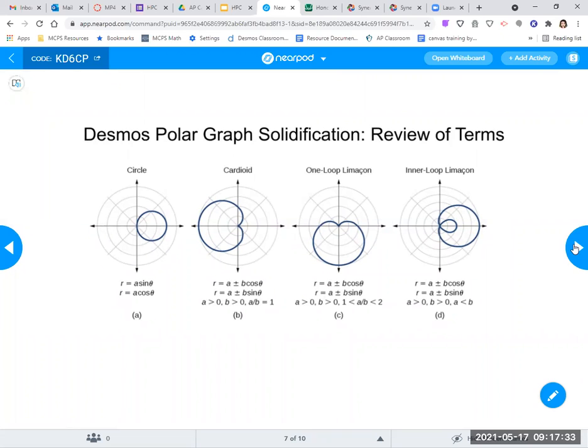These are some of the graphs we explored and discovered a little bit last week, but didn't really solidify. So we had a circle, a cardioid, a limacon, an inner loop limacon, and these are the equations that go along with them. I'm not going to spend a lot of time showing you that today. We're going to look at it more by discovery, but I know that discovery doesn't work the best for everybody, so I want you to have those resources.